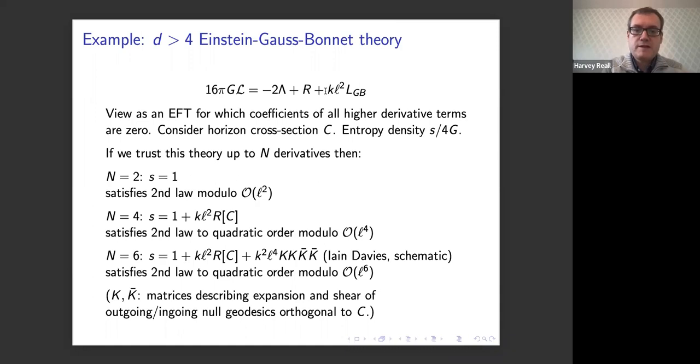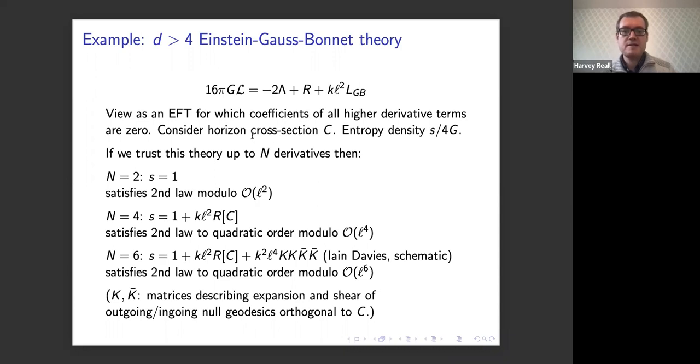So our procedure works for any effective field theory. We could take Einstein-Gauss-Bonnet theory. Let's say we view this as a very special kind of effective field theory for which, for some unknown reason, all of the higher order terms with 6 or 8 or so on derivatives all just have coefficients which happen to be exactly 0. Okay, that from an effective field theory perspective is very unnatural. But from our perspective of producing an entropy for this theory, that's perfectly fine. We can work with that.